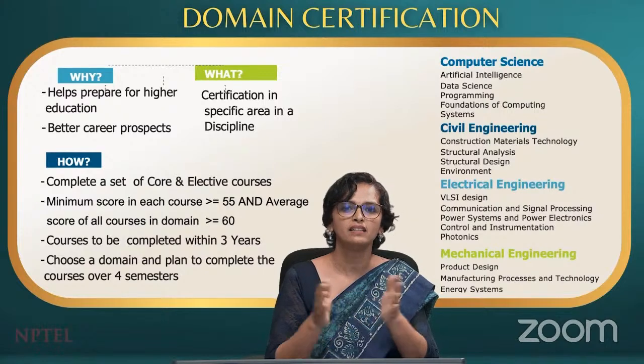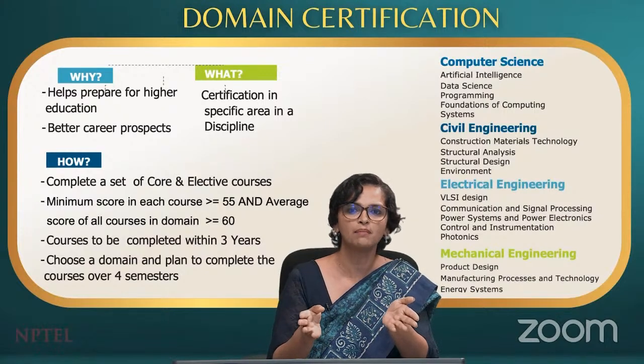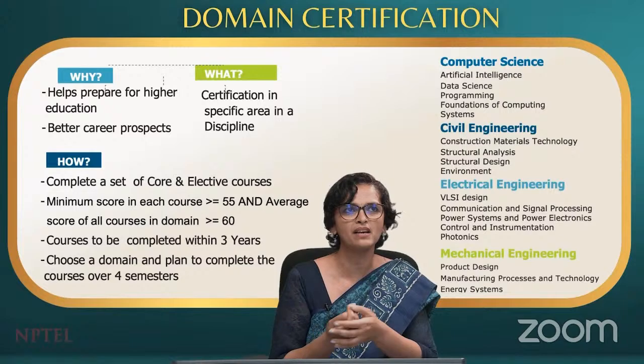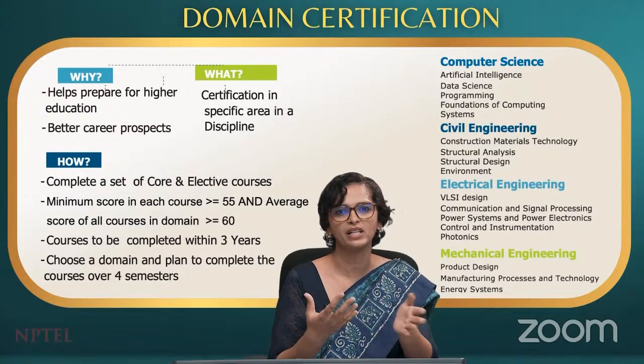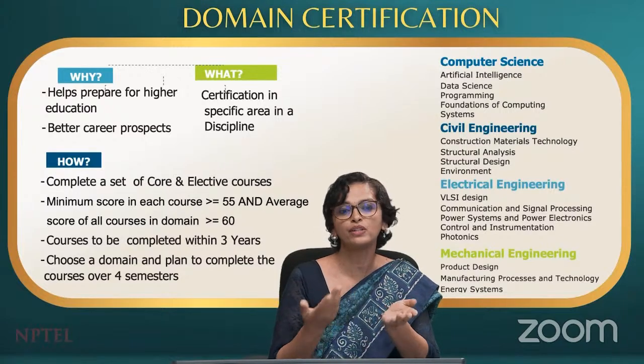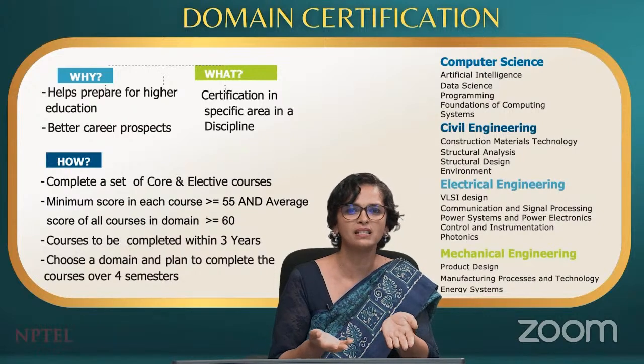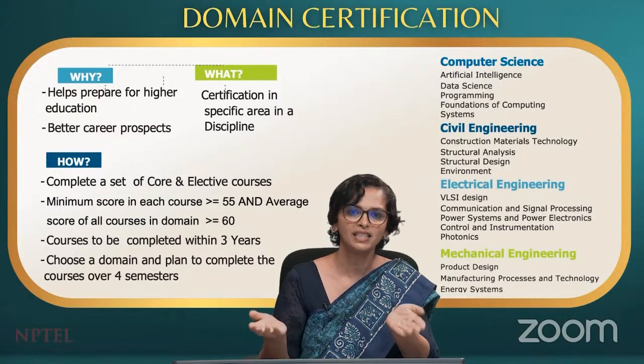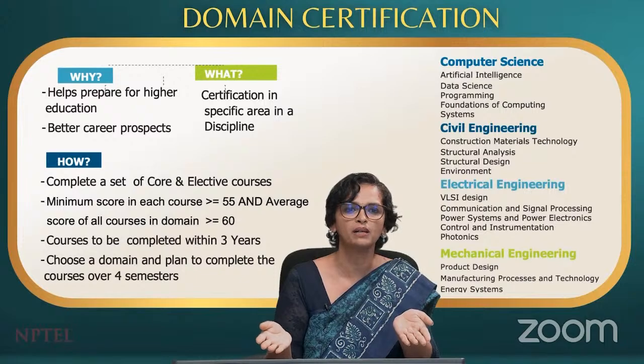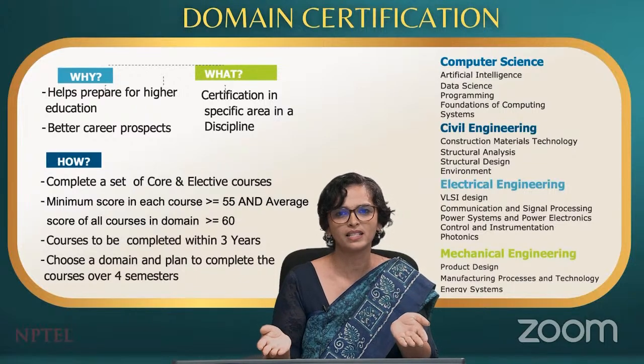We suggest that the time period to finish a domain is about 3 years, so 6 semesters. Typically every domain has about 5 to 7 courses that you have to complete. So even if you do one course a semester, it's much easier for you to complete the domain in 3 years. So the courses are to be completed in 3 years.